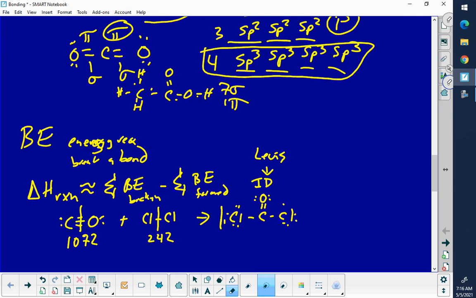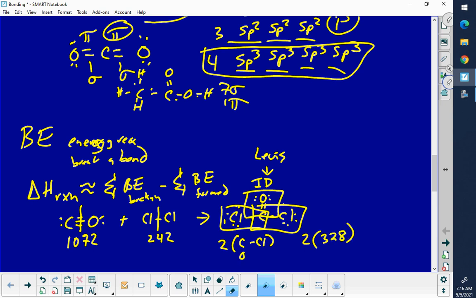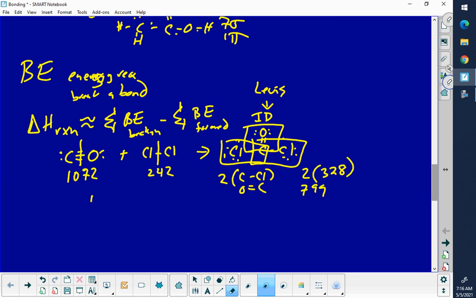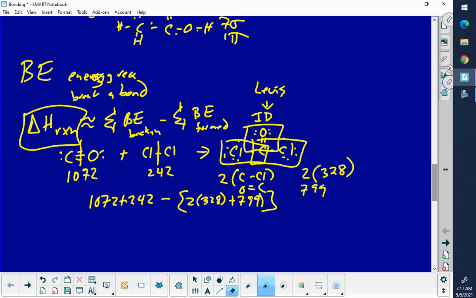What is forming? Well, I'm forming 2 carbon-chlorine bonds, right? Well, that means it's 2 times 328. And I'm also forming an oxygen double bond to carbon, which is 799. So if I wanted to approximate my heat of reaction, I'll take 1072 plus 242 minus 2 times 328 plus 799. And that will give you your approximation to your heat of reaction.